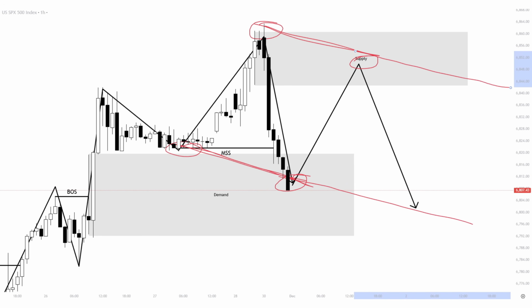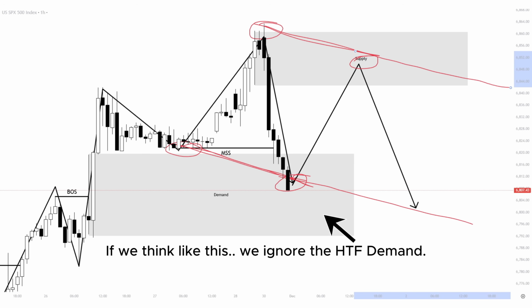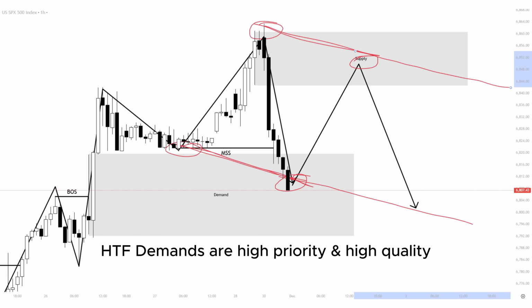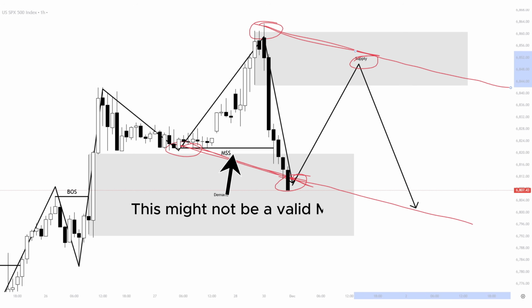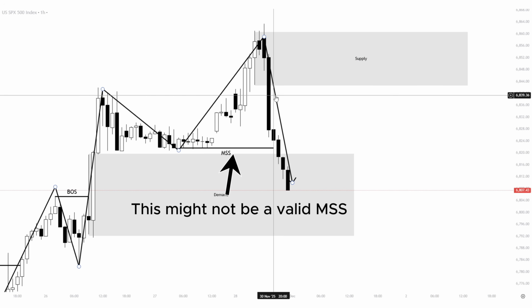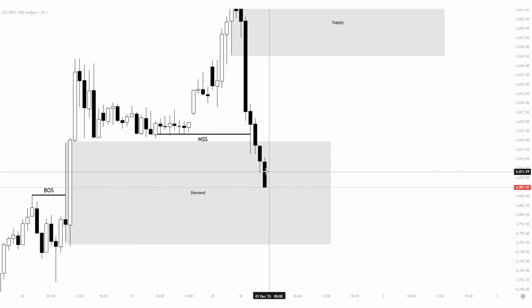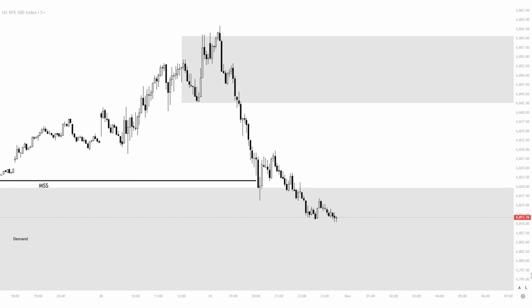But if we think this way, we're basically ignoring the demand, and keep in mind high time frame demands are high priority, and it's quite logical that for the demand to fill, the market has to go down below this low, so the chances are that this is not an actual valid bearish trend shift. And now that we've filled the high time frame demand, we can lower down time frames and see with more accuracy how the price action reacts while inside the demand.